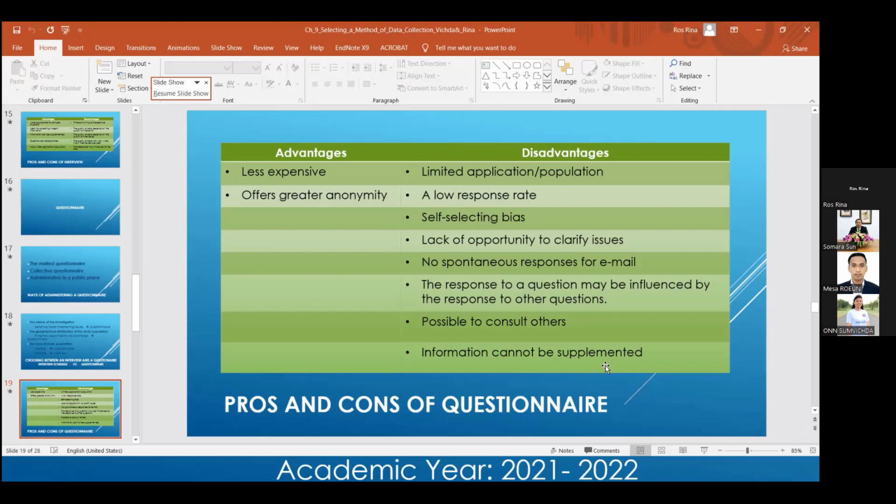Maybe they ask other friends or other people to help them answer, because we just send it through social media, through email or whatever else. So they just get other ideas and then answer for us. And another one is that information cannot be supplemented. Okay, so this is all about the advantages and disadvantages of the questionnaire. Okay, let's move to the next point.